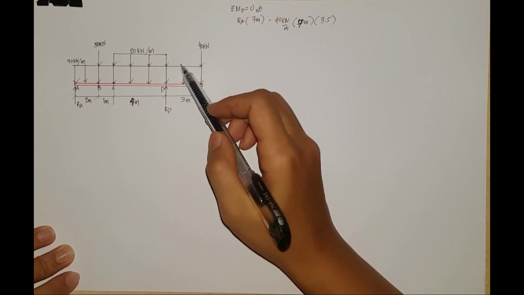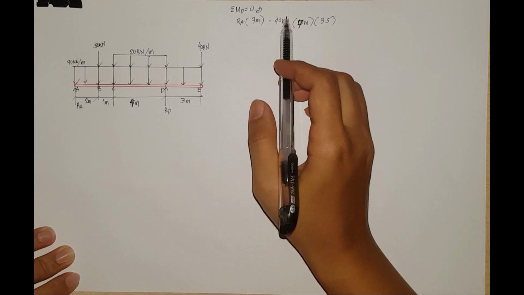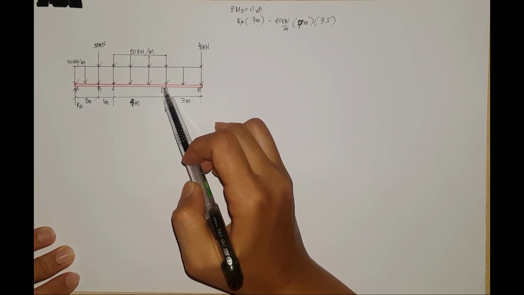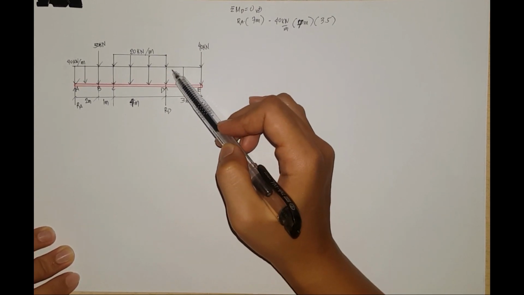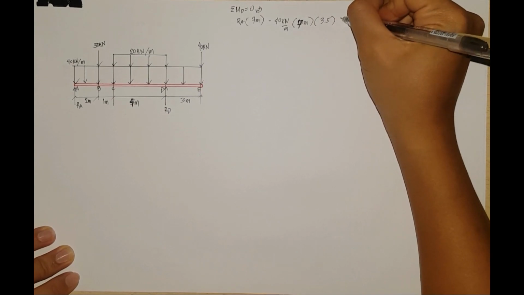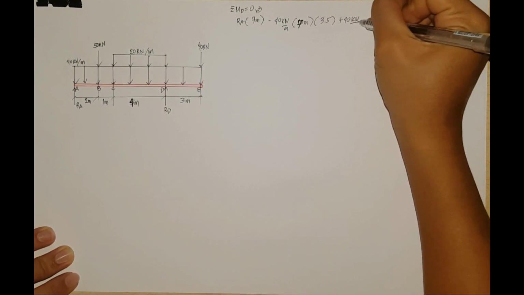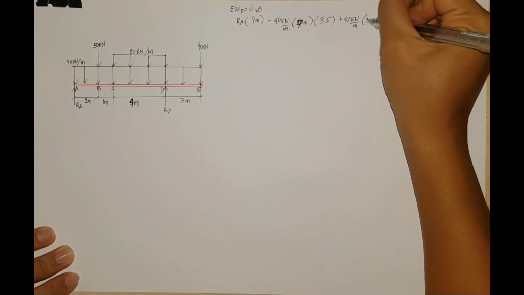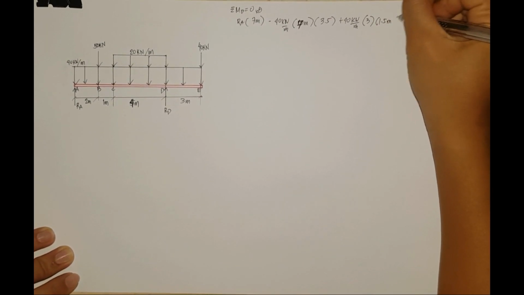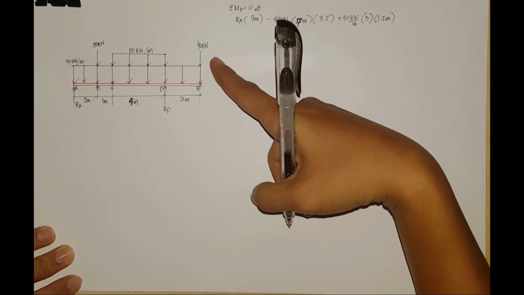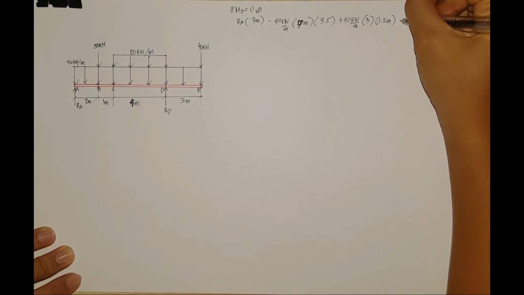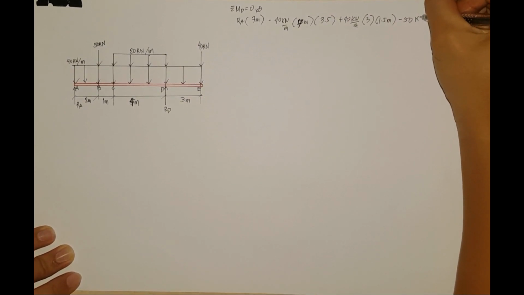And then, kunin natin tong part na to. So yung kinonsider ko muna is tong left ng ating D. So next one is consider natin yung right part ng D, which is equal to plus 40 kilonewton per meter multiplied by 3 meters. And then moment arm is 1.5 meters. So we have another one which is equal to minus 50 kilonewton.